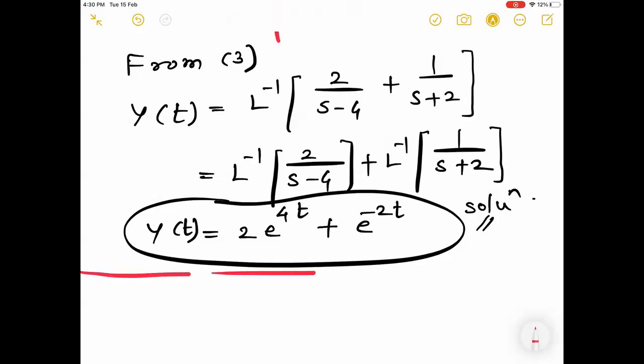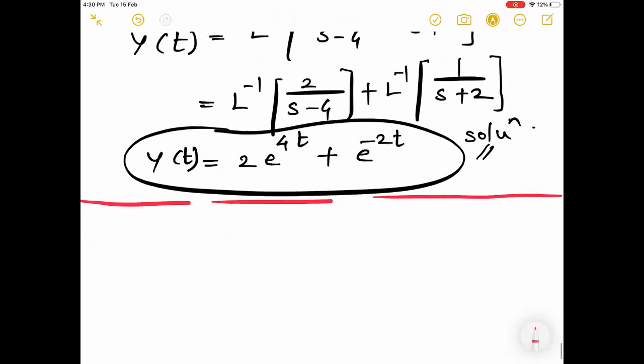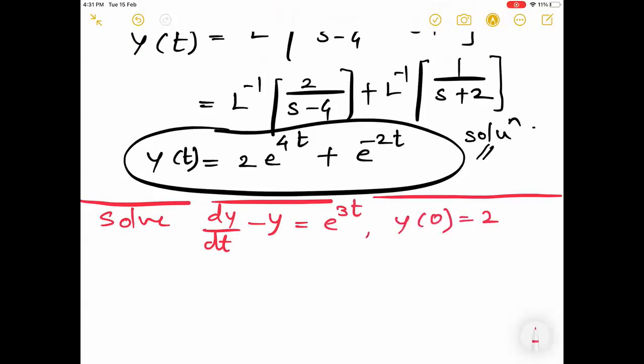Take down this one. Solve the differential equation dy by dt minus y is equal to e raised to 3t, for y of 0 is given as 2. Actually this is simpler than the previous one, because here only the first derivative is there. It's a first order differential equation. So let us take Laplace transform on both sides.